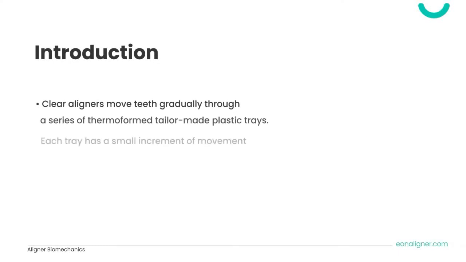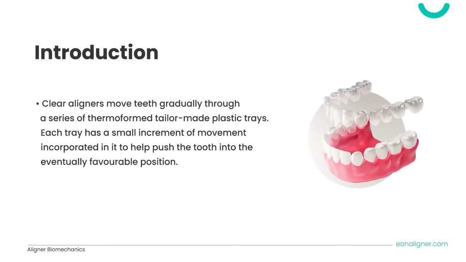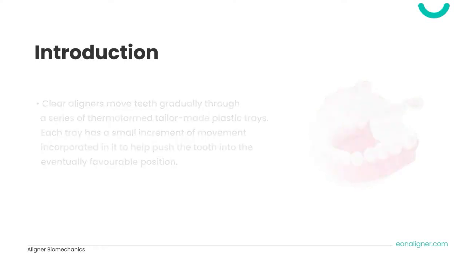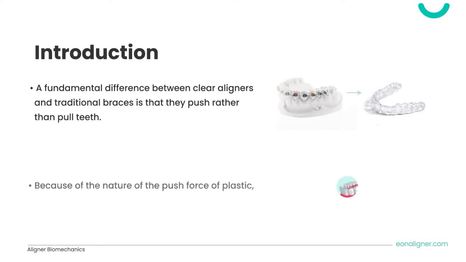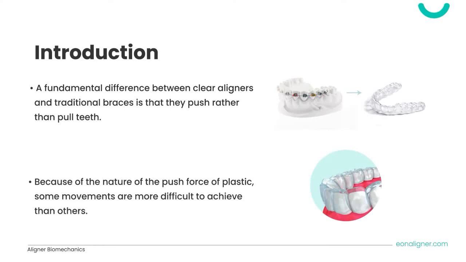Clear aligners move teeth gradually through a series of thermoformed tailor-made plastic trays. Each tray has a small increment of movement incorporated in it to help push the tooth into the eventually favorable position. A fundamental difference between clear aligners and traditional braces is that they push rather than pull teeth. Because of the nature of the push force of plastic, some movements are more difficult to achieve than others.